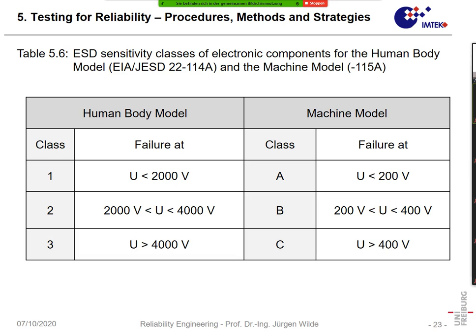So for the human body model, we can test ESD. We have 3 classes, 1 to 3. Class 1 means failure below 2000 volt, class 2 means failure between 2000 and 4000 volt, and class 3 means over 4000 volt. For the machine model, we have voltages in classes A, B, and C, and here the ranges are 200 volt, 400 volt, and above 400 volt.